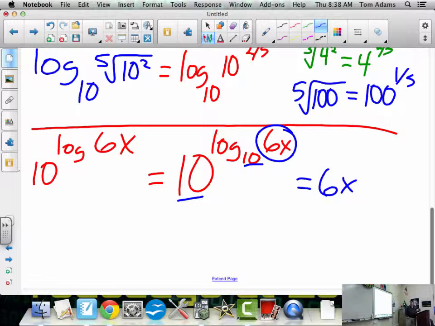Now, if you wrote it down in your textbook, you'll notice on those last two examples, Mr. Adams kind of changed them up just a little bit. Any questions on these? Okay, good.